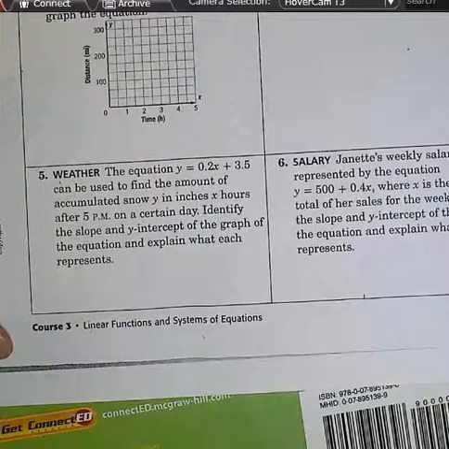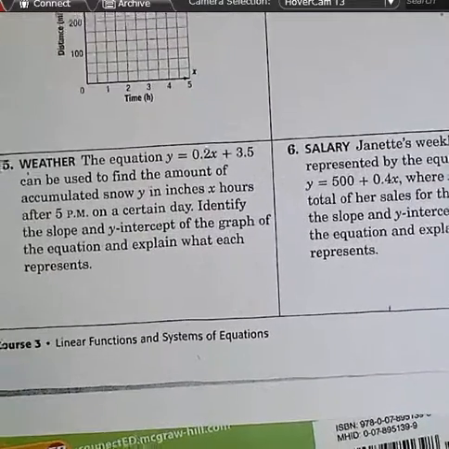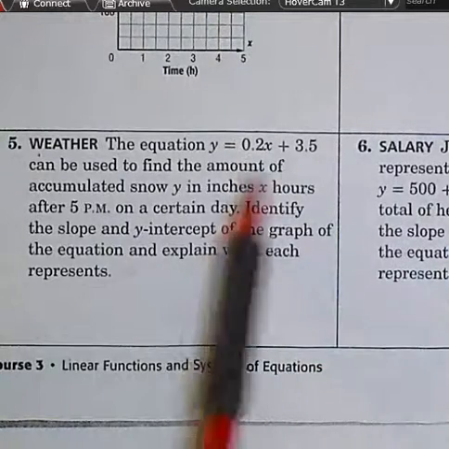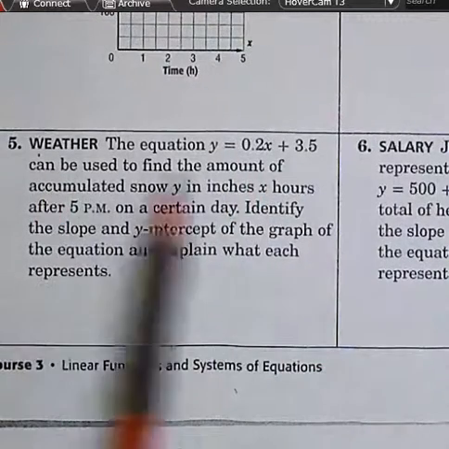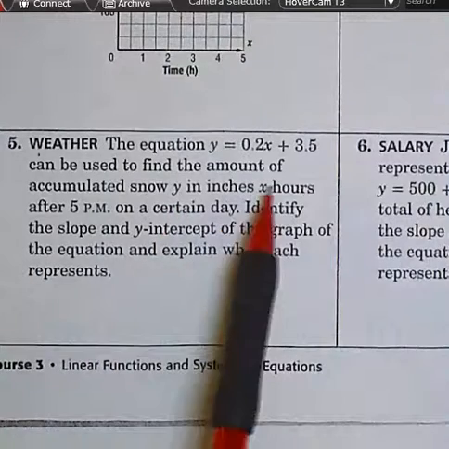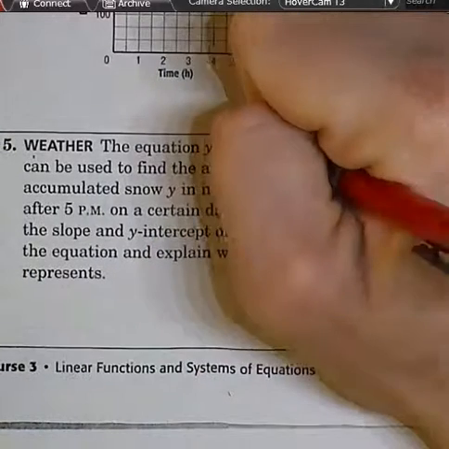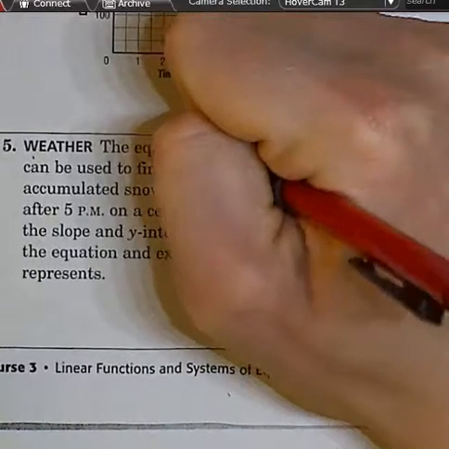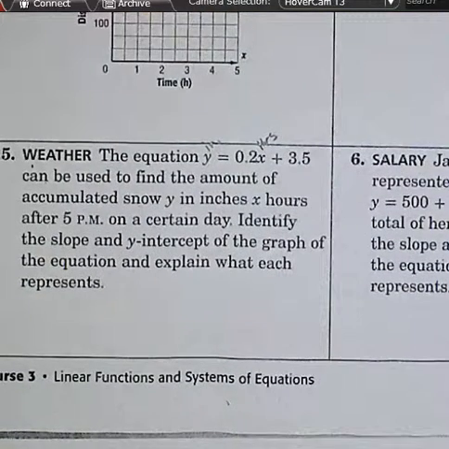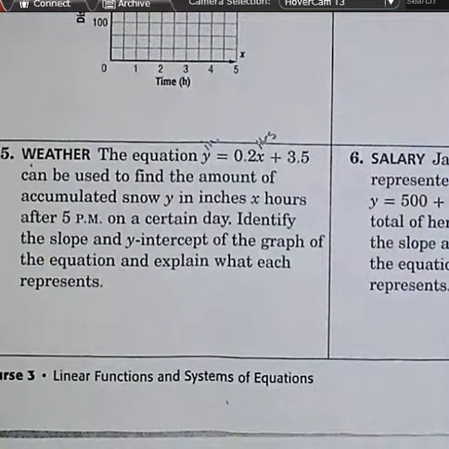And so for number 5, they give you the equation. And it says you can find the amount of snow y in inches in x hours. So I'm going to write hours here and inches here, because when I put the labels next to the letters, it helps me figure out what's going on.